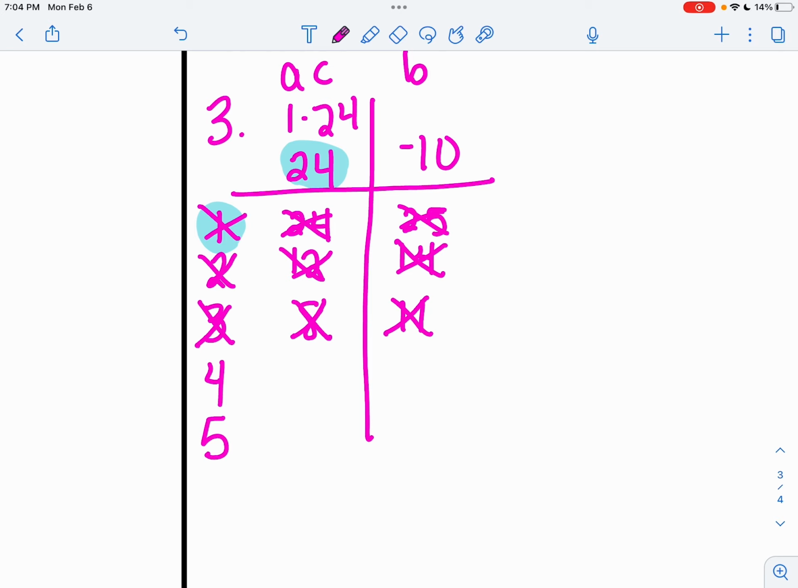24 divided by 4 is 6. Adding together is 10, which is close to our negative 10. Remember I told you in a previous problem that if you get the right number, 10, but the wrong sign, you change. Negative 4 and negative 6 are what we call our magic factors.